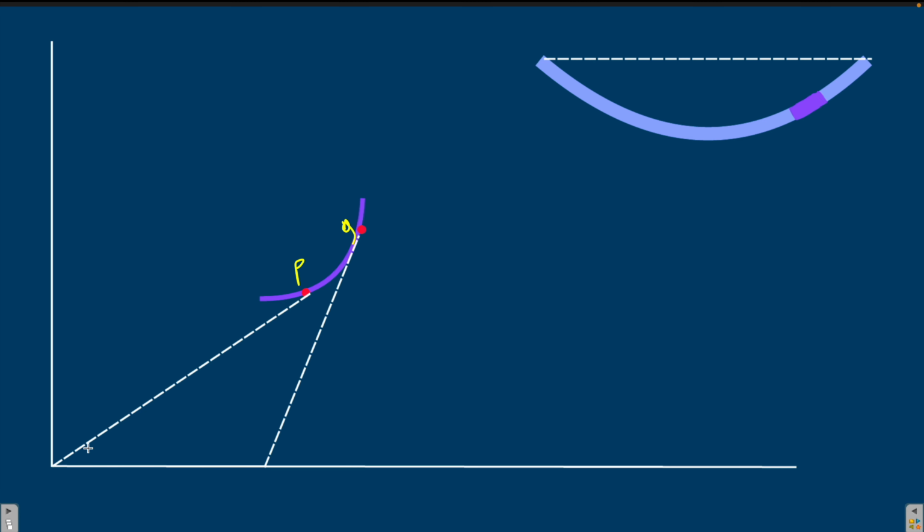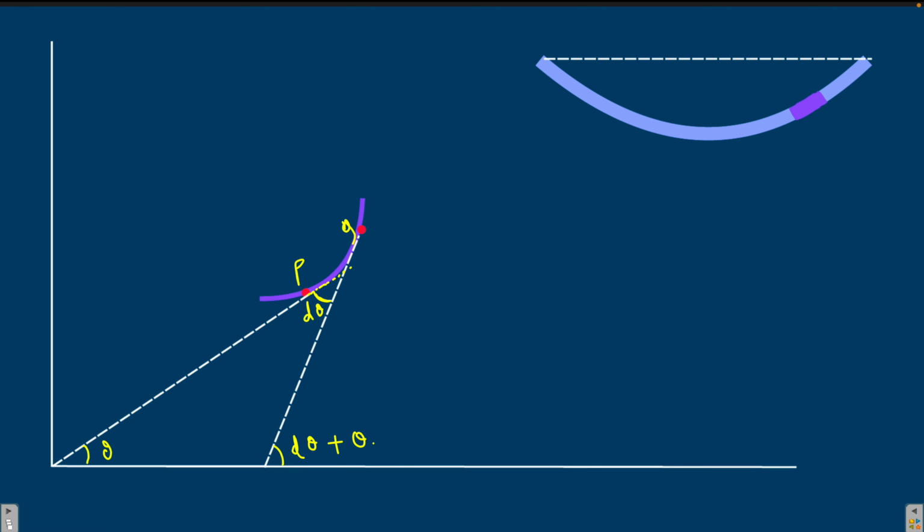The tangent from the point P is making angle theta with the x-axis, while the tangent from Q is making an angle theta plus d theta with the x-axis. Now if you join these two tangents, the angle between the tangents will be d theta. You can understand this from the exterior angle property of the triangle, that the exterior angle of a triangle is the sum of the two opposite interior angles. So this theta plus this d theta will be theta plus d theta.